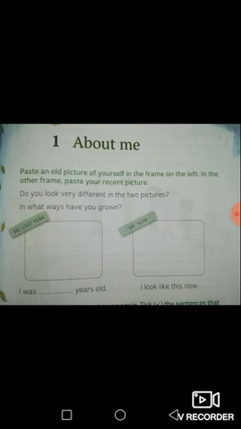Do you look very different in the two pictures? In what ways have you grown? Now, if you have two pictures, just place them side by side. A picture of you last year and a picture of you right now. Last year, how old were you? And how old are you now? What do you look like? Do you look very different? How are you different? Notice the differences and changes in your body.